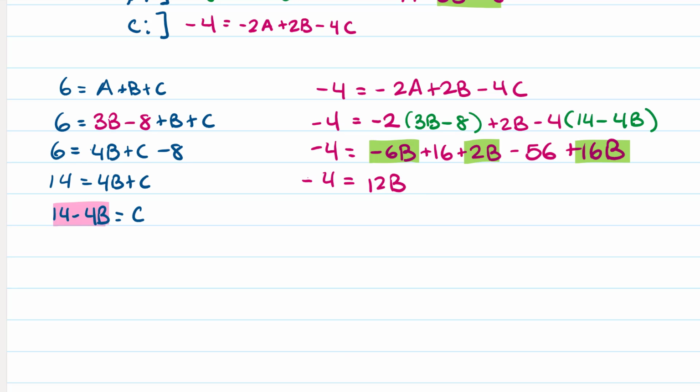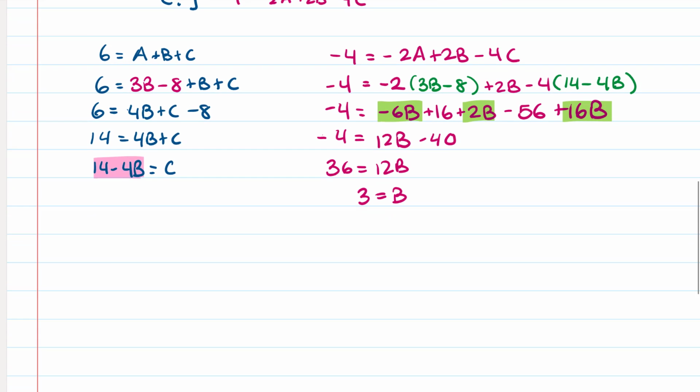And then 56 and a 16 make negative 40. So I add the 40, and I get 36 equals 12b, and b should be 3. Okay, once you get the first one, I know this first one's kind of hard to get, but once you go ahead and get this first one, you just plug it into all your equations.